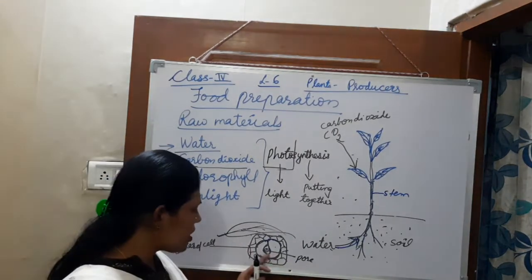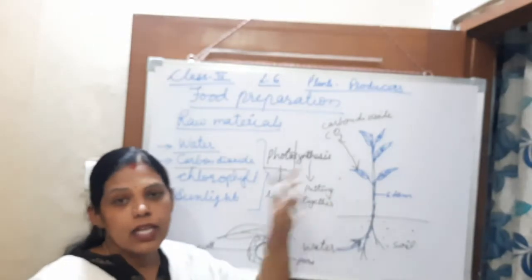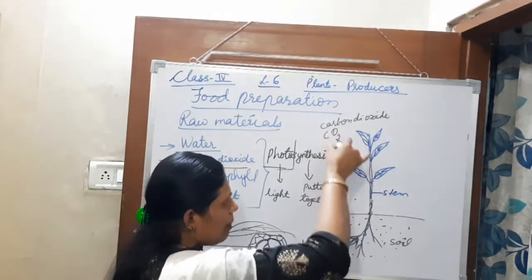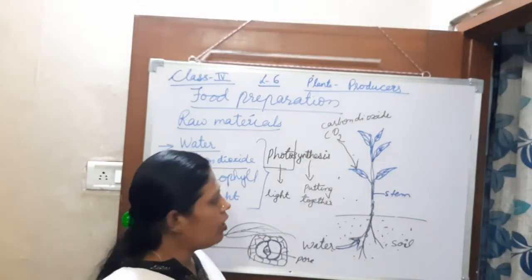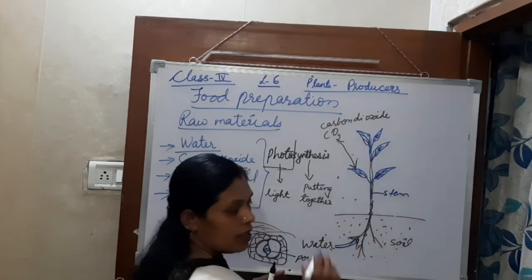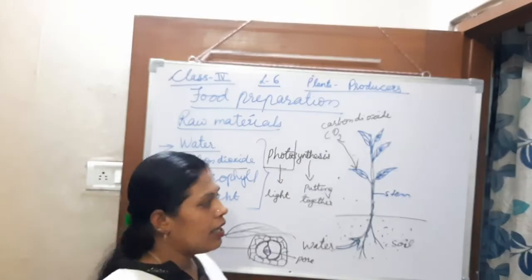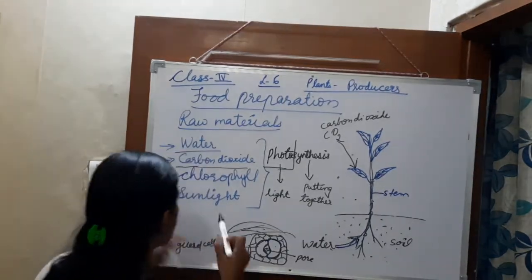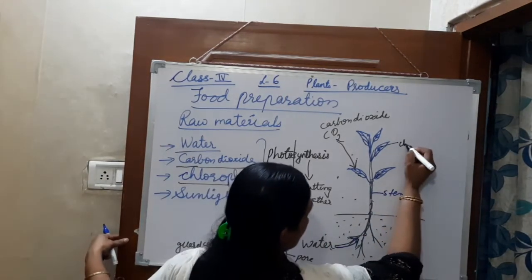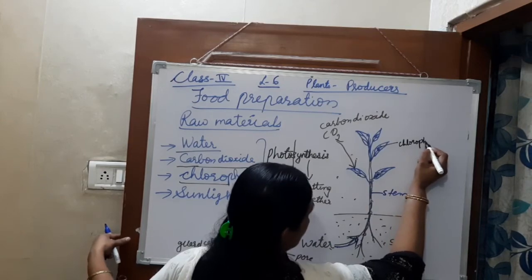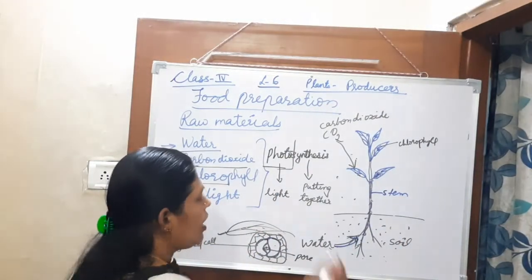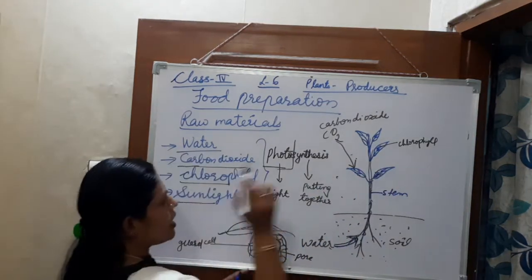Through the stomata, carbon dioxide is absorbed by the plant, and it reaches up to the leaf. Then the next one is chlorophyll. Chlorophyll is already present in the leaf itself.